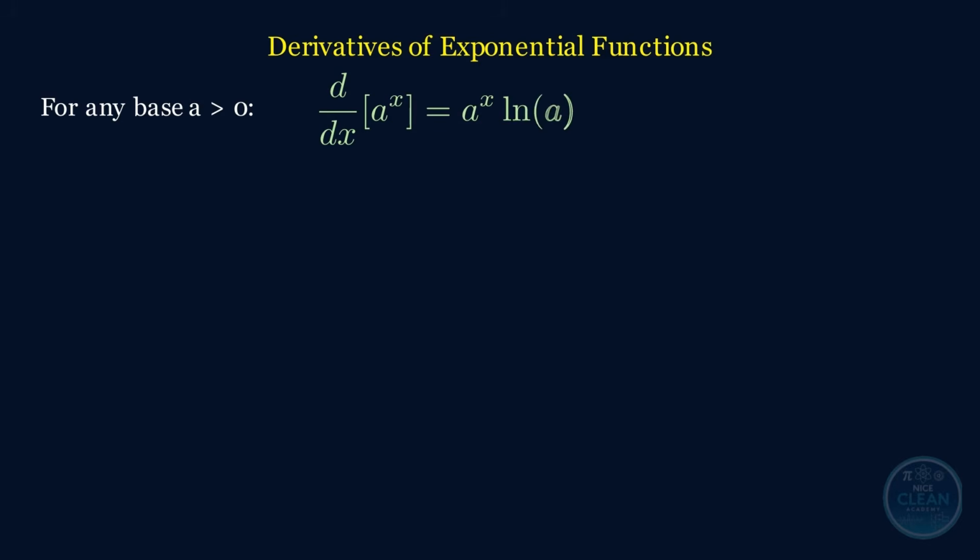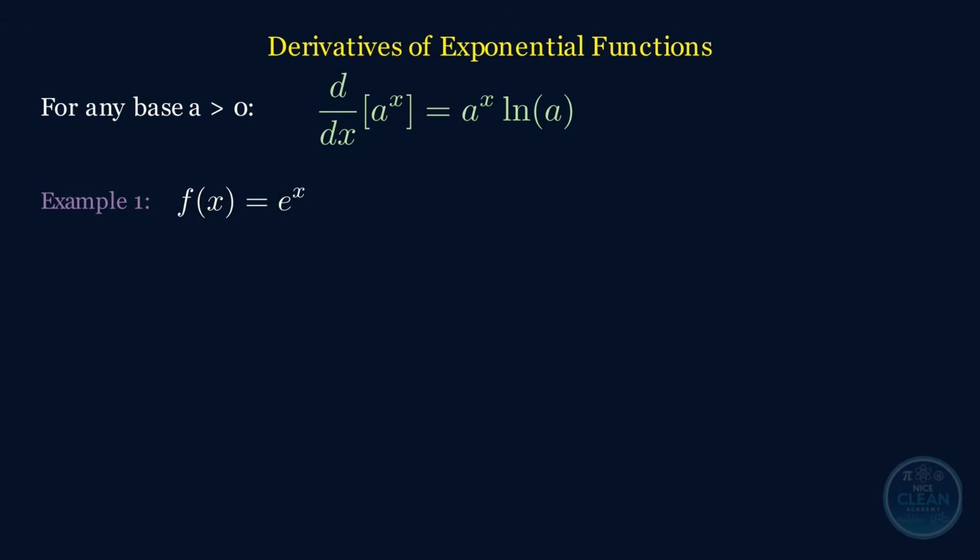The rule says, if f of x equals a to the power of x, then f prime of x equals a to the power of x times the natural log of a. So we keep the exponential part exactly the same and just multiply by the natural log of the base. This works for any positive base a. Let's start with the most famous one.